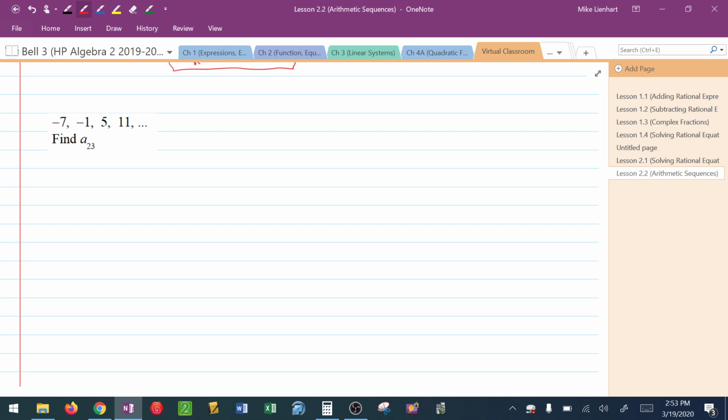Now notice on this one, I have a common difference of 6. So I'm going to write my equation that says a sub n is equal to the initial value, negative 7, plus n minus 1 times the common difference, or 6. Again, I like to clean it up. Negative 7 plus 6n minus 6, or a sub n is equal to negative 13 plus 6n.